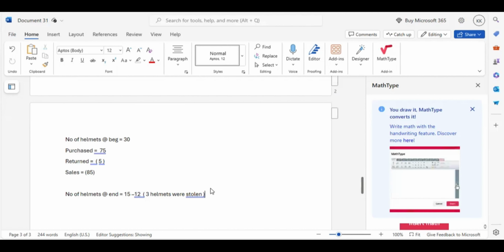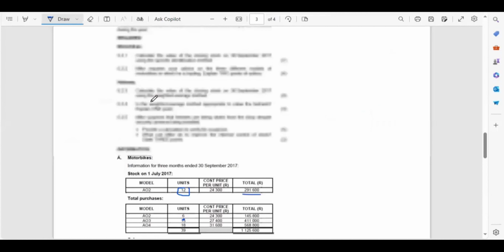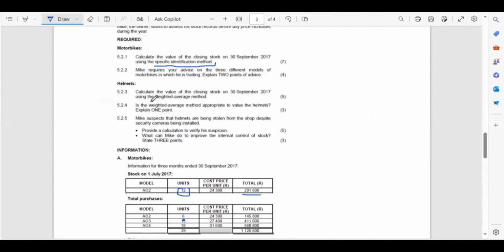Now, the question further asks us, what can Mike do to improve internal control, right, of stock? Now, what can they do to improve internal control, right? Now, state 3 points. Now, the first point I could say that they could do a regular physical stock count, right? Regular. This doesn't mean that they do not conduct physical stock count. They do conduct them, but now they must do it on a regular basis, right?